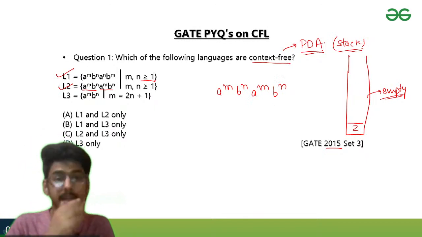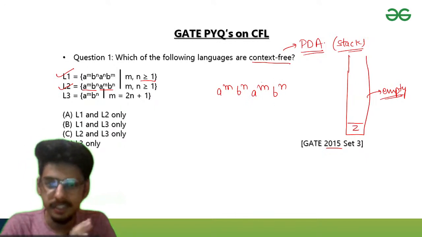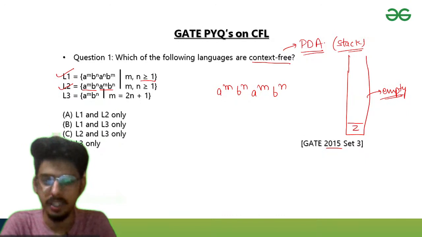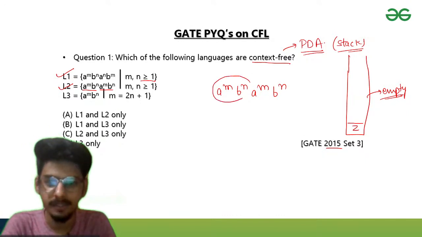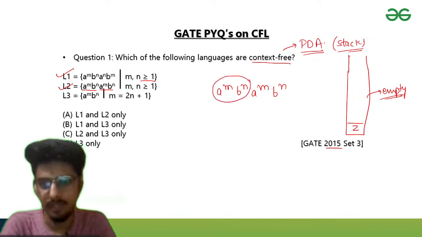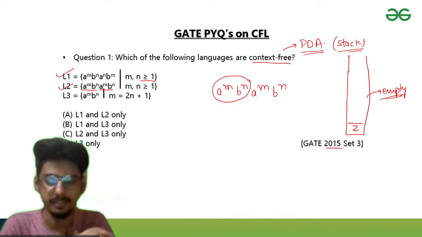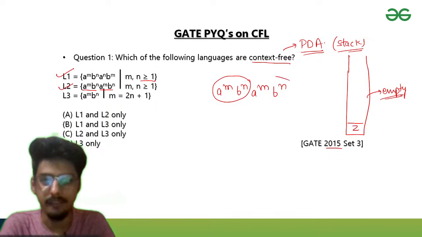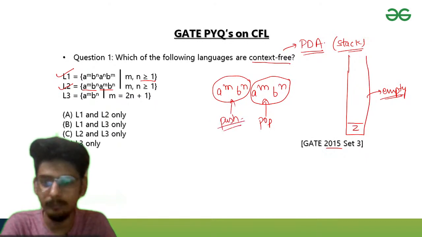Okay. Now if you look closely, you might think, initially I will push the A's and B's, and as soon as I start seeing A's again, I will start popping. For this part I will pop, and all this part I will push. This could have been your approach, but this is very wrong.